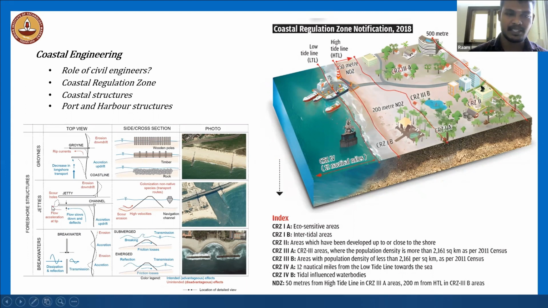And jetties are similar structures, but they will be in the estuary zone. The estuary zone is nothing but the connection between the ocean and the river. And breakwaters are also a similar type of structure, but they will be placed parallel to the coastline. These are the various structures which are used in the coastal zones.